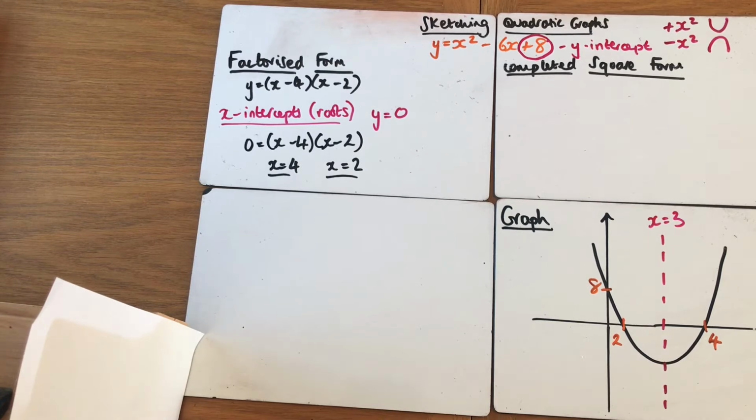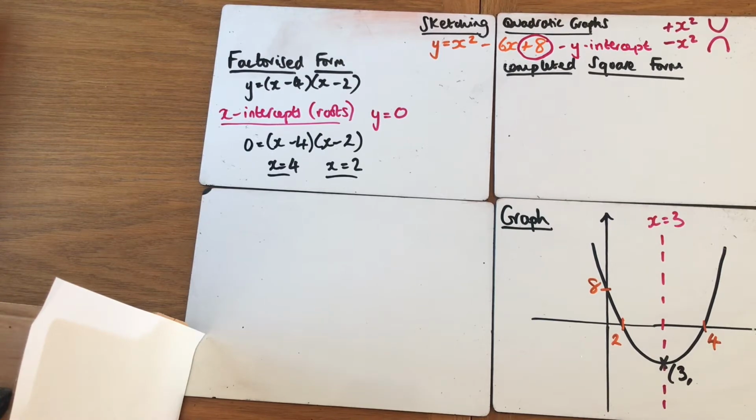Sometimes it's also useful to know the coordinates of the bottom of this graph. This can be called the vertex or the minimum point of the graph. If we had a graph that was the other way up, it would be called the maximum point of the graph. Because the minimum point of this graph lies on the line x equals 3, halfway between 2 and 4, it's got to have an x-coordinate of 3.